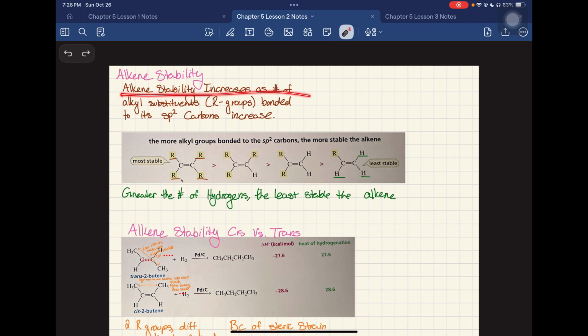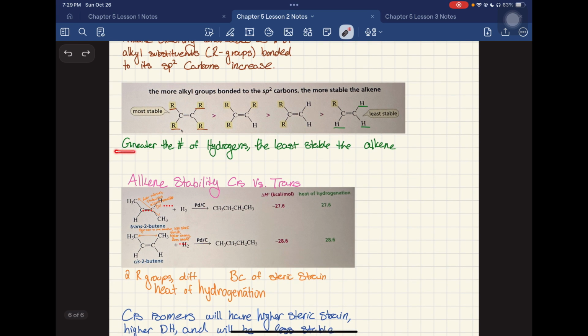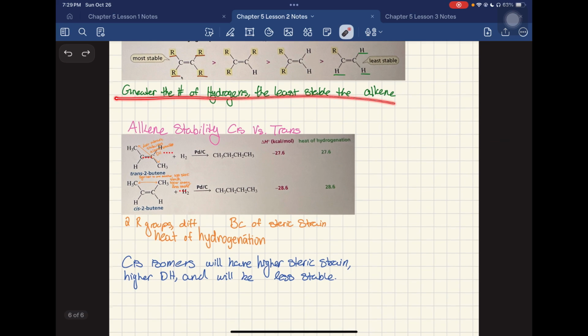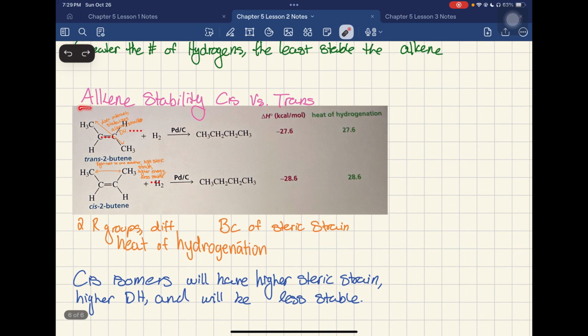Alkene stability increases as the number of alkyl substituents, also known as R groups, bonded to its sp2 carbon increases. So this is most stable because obviously it has the most, while this is least stable because it only has 1 R alkyl group. So we can also think of it as the greater the number of hydrogens, the less stable the alkene.